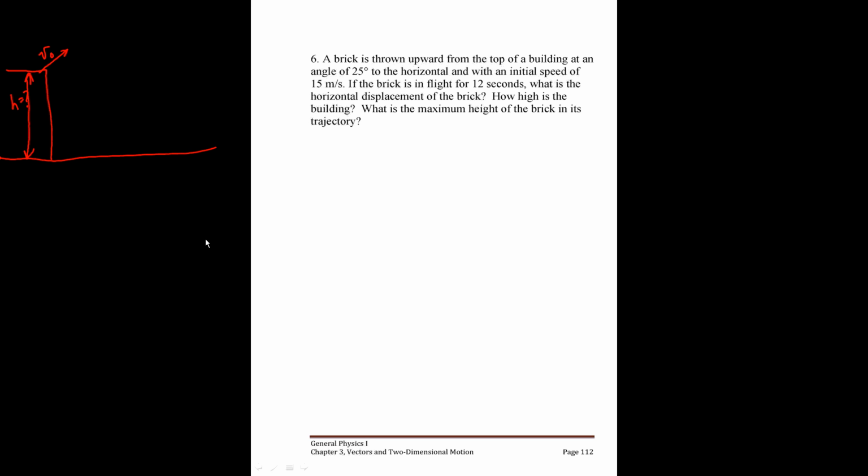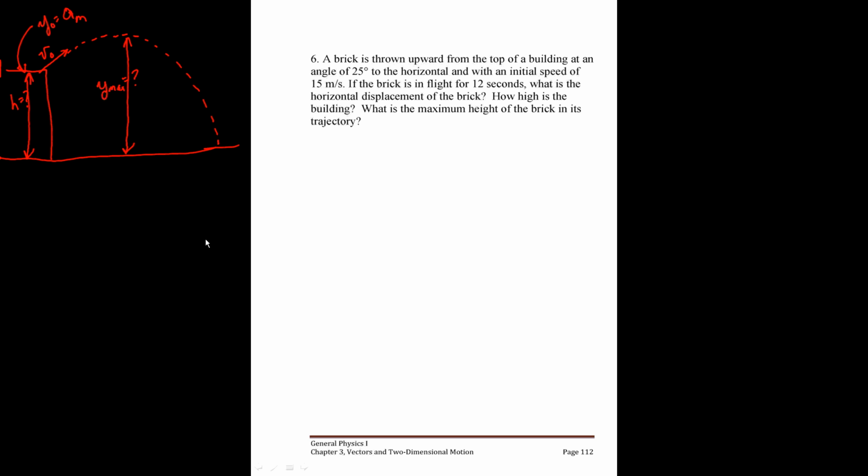This is v naught. It follows a parabolic path like that. We want to know what is y max. At this point, I'm going to call this y naught, and we'll set it equal to 0 meters. Okay? Let's write our equations over here.